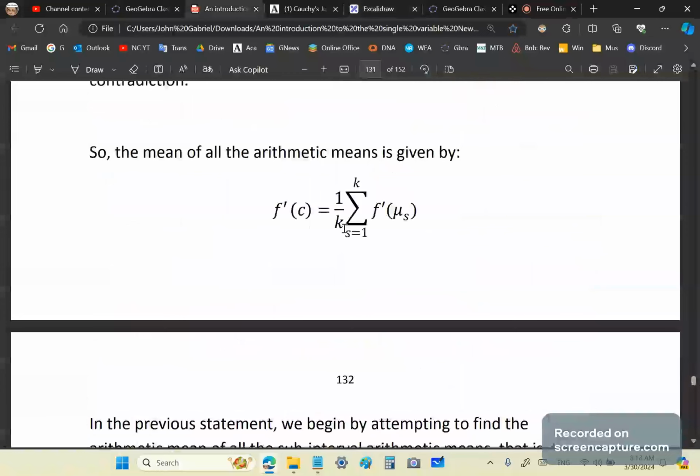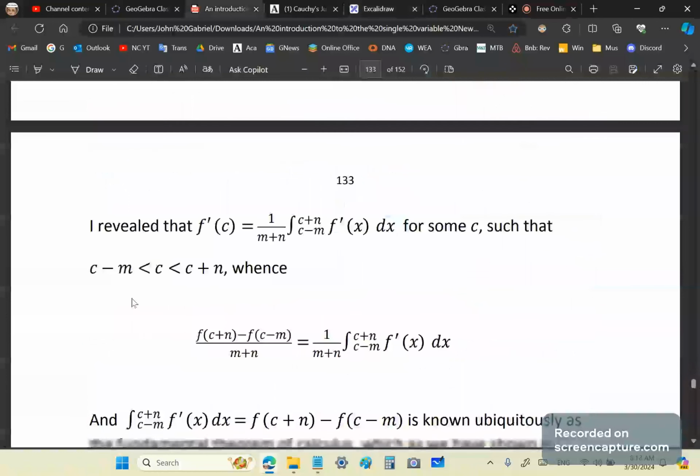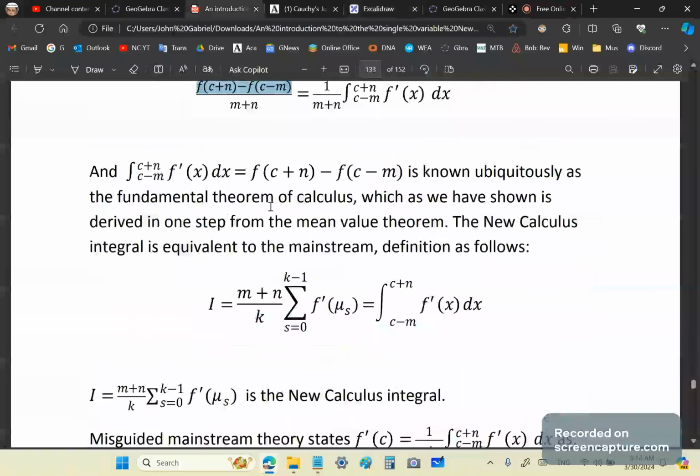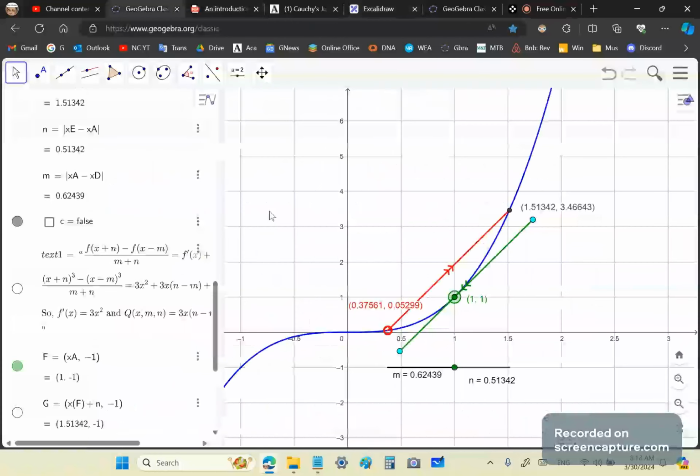So if you multiply both sides by k, you have the integral, okay? And it's given to you down here. So this is the new calculus integral, all right? This is the average value, but if you multiply by m plus n, then you'll have the new calculus integral. So you need to study this. It takes time in the beginning, but it pays off because in the long run, you'll be able to find derivatives and definite integrals using the new calculus and understand what you're doing.